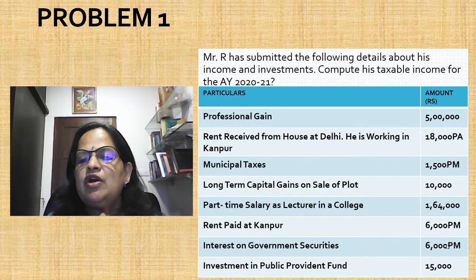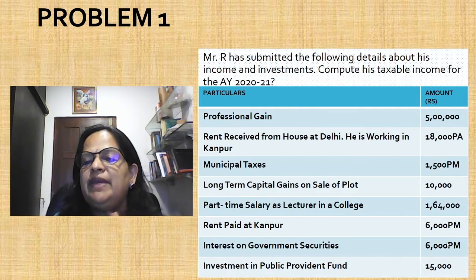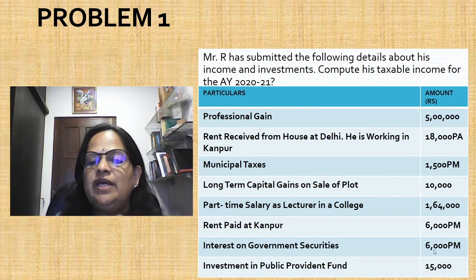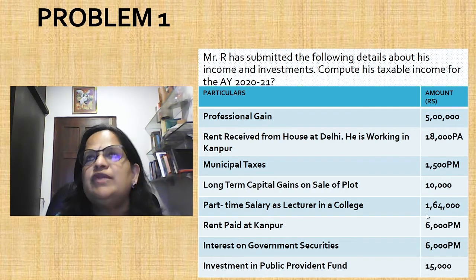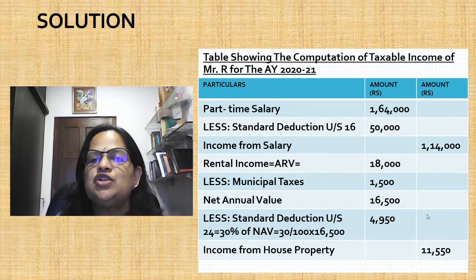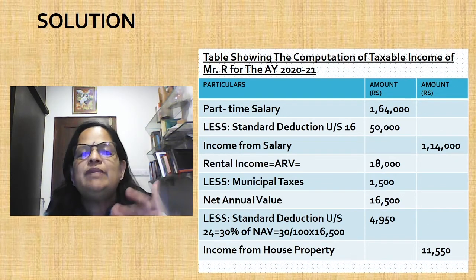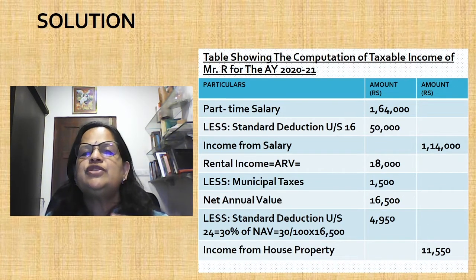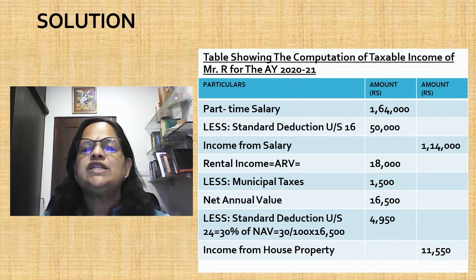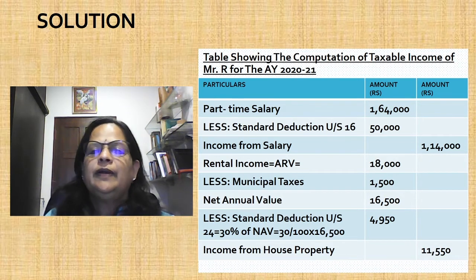Now, interest on government securities is 19,000. It's not 6,000; it's a typing error. It's 19,000 for the interest on government securities. Investments in public provident fund are 15,000, so the 80C deduction also he will get. The first table shows the computation of taxable income of Mr. R for the assessment year 2021.